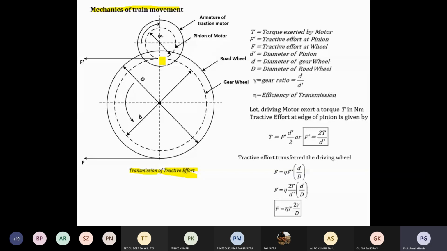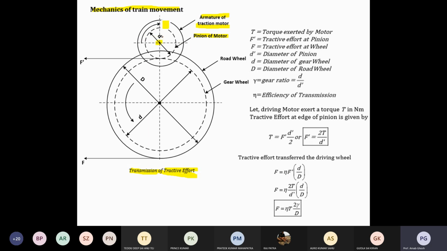Here the first thing is your armature traction motor. First the pinion means the motor shaft is directly connected to the pinion. Then the pinion is toothed with your wheel. Basically it's an electrical to mechanical conversion. So the motor shaft is rotating, and due to the rotation of the motor shaft, the pinion also rotates.